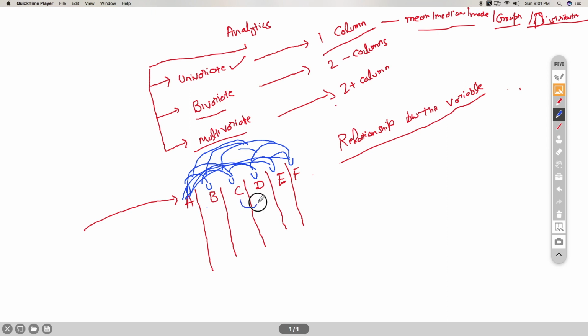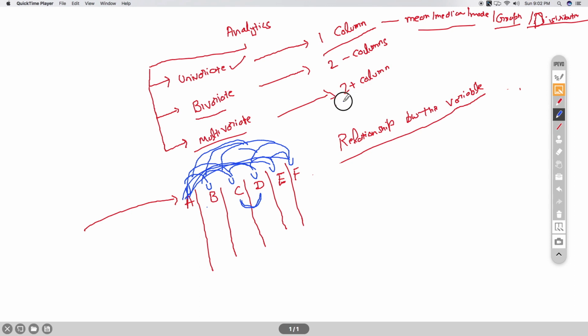Now C versus D and D versus C might be referring to the same thing, so we do not want to count that again. But just imagine the number of bivariate analytics we can have. I hope you are able to visualize that. I'll be giving you some examples as well. Now there would be multivariate analytics as well, not just one.